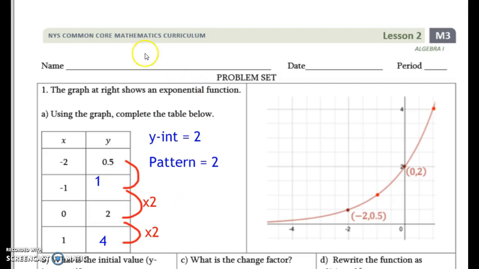So if I were to write an exponential function, we would start with y equals a times b to the power of x. And we can see that the a value is going to be the y-intercept, which is 2. The b value is going to be the pattern, and everything else just gets filled in. So y equals, the first value is going to be 2 because of the y-intercept. The next value is going to be 2 because of the pattern. It's a growth pattern. And the exponent, big surprise, is just going to be x.